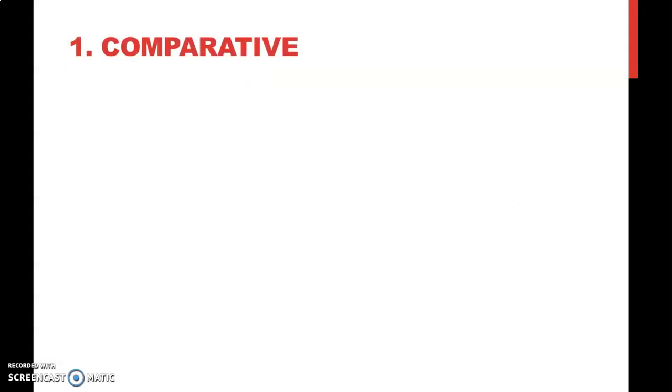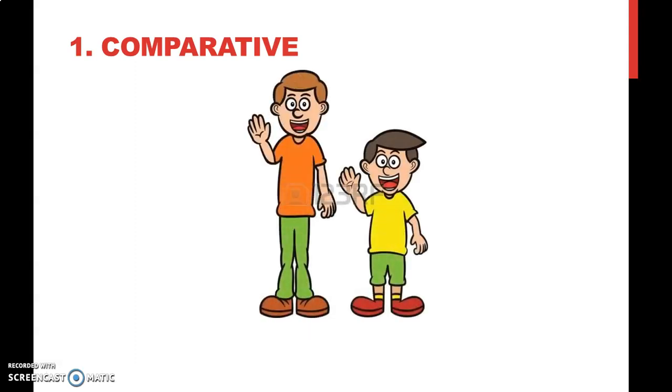But first, let me ask you, what do we mean by comparative? Actually, comparative is when I compare between two nouns or pronouns. It can be nouns which refer to people. It can be about places, about animals. Anyways, it should be two. So I compare them. Let us take this example.